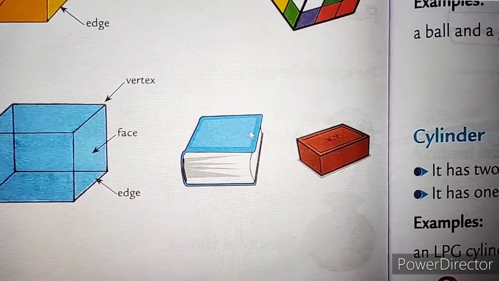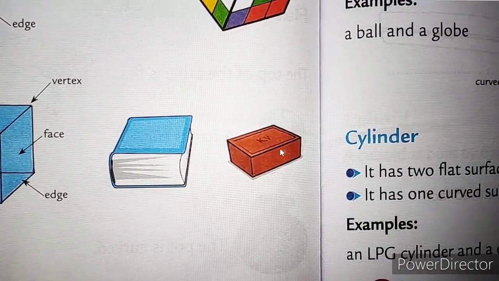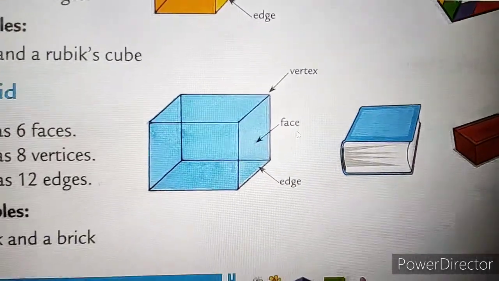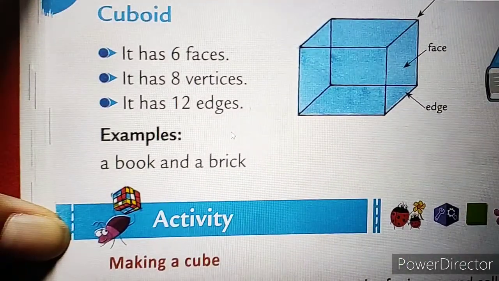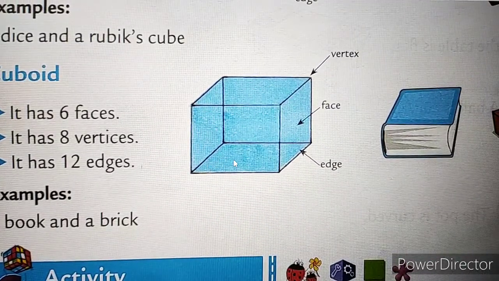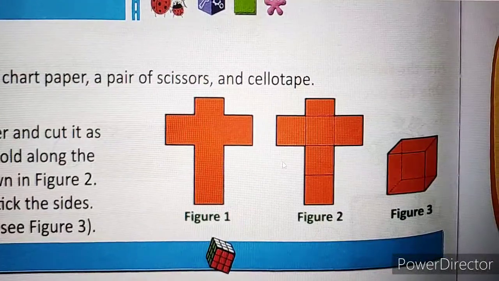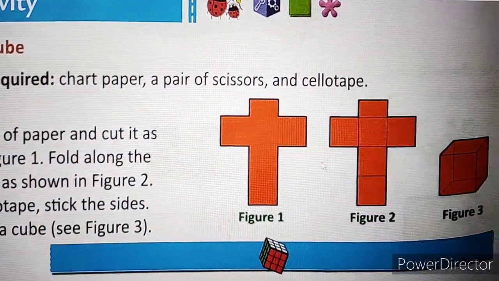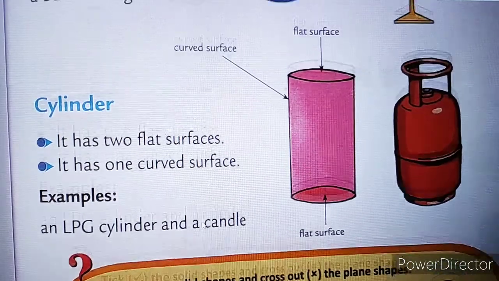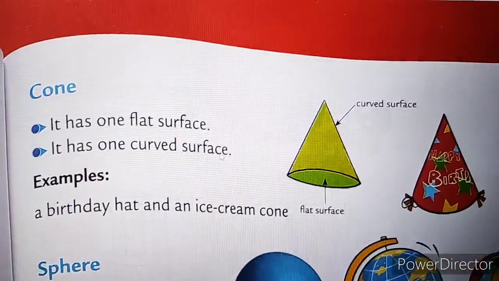These shapes are called cuboids. See, examples are your book, a box, your pencil box, or even your room can be a cuboid. Okay. Here some activities are given. You can make a cuboid or cube. We will talk about it later. Now come to the third one.